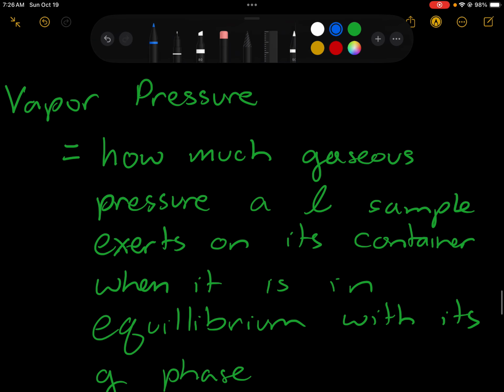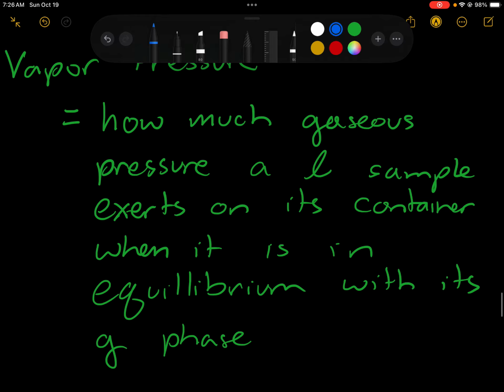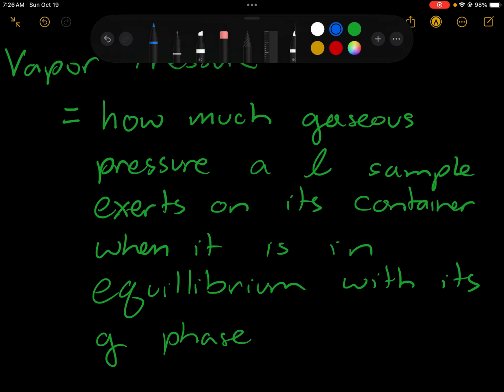The last term I want you to be aware of is vapor pressure. And again, this is going to be new to you. And basically what vapor pressure is how much gaseous pressure a liquid sample exerts on its container when that liquid sample is in equilibrium with its gas phase. So that sounds like a lot, but let's imagine for a second we have water in a closed container, right? You have a sealed water bottle and you are able to see through it.